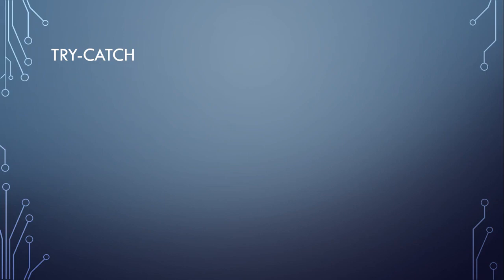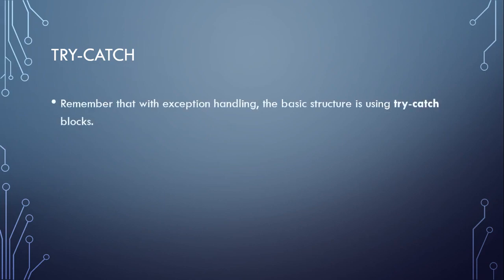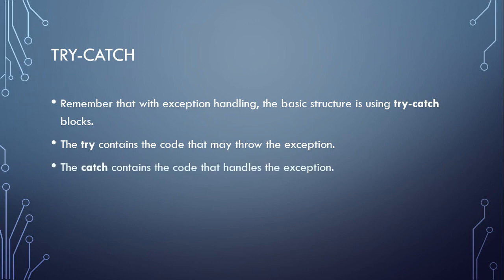So first thing, if you recall, were the try-catch statements. These are the basic structure used with exception handling. You have a try block and then a catch block of code. The try block, of course, contains the code that may throw the exception, whereas in comparison, the catch block is what actually handles the exception.